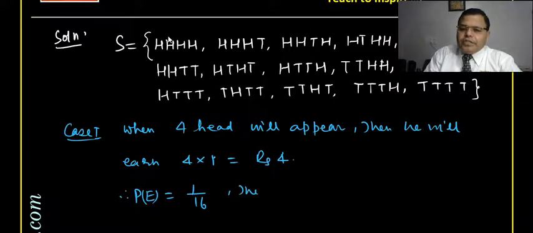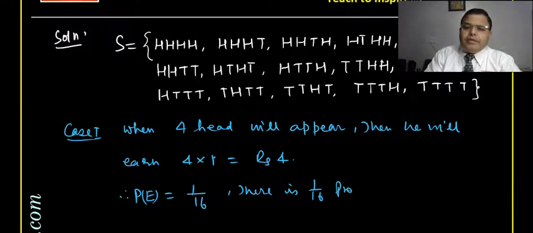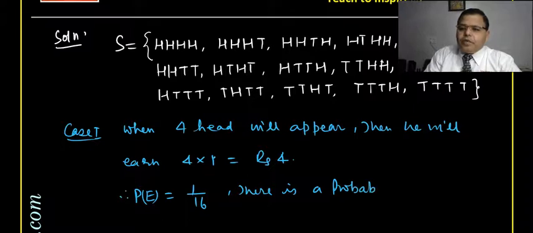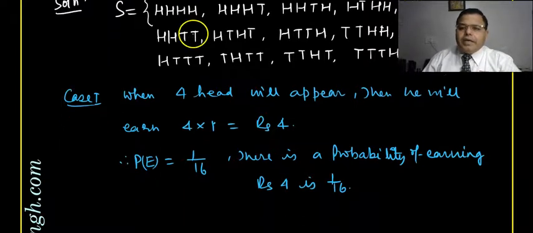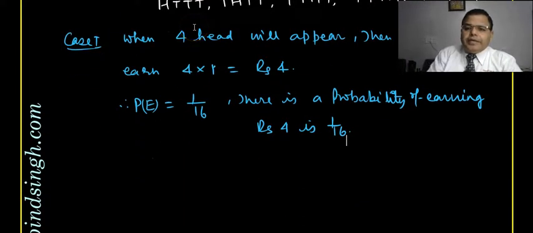So the probability of earning rupees 4 is 1 by 16.